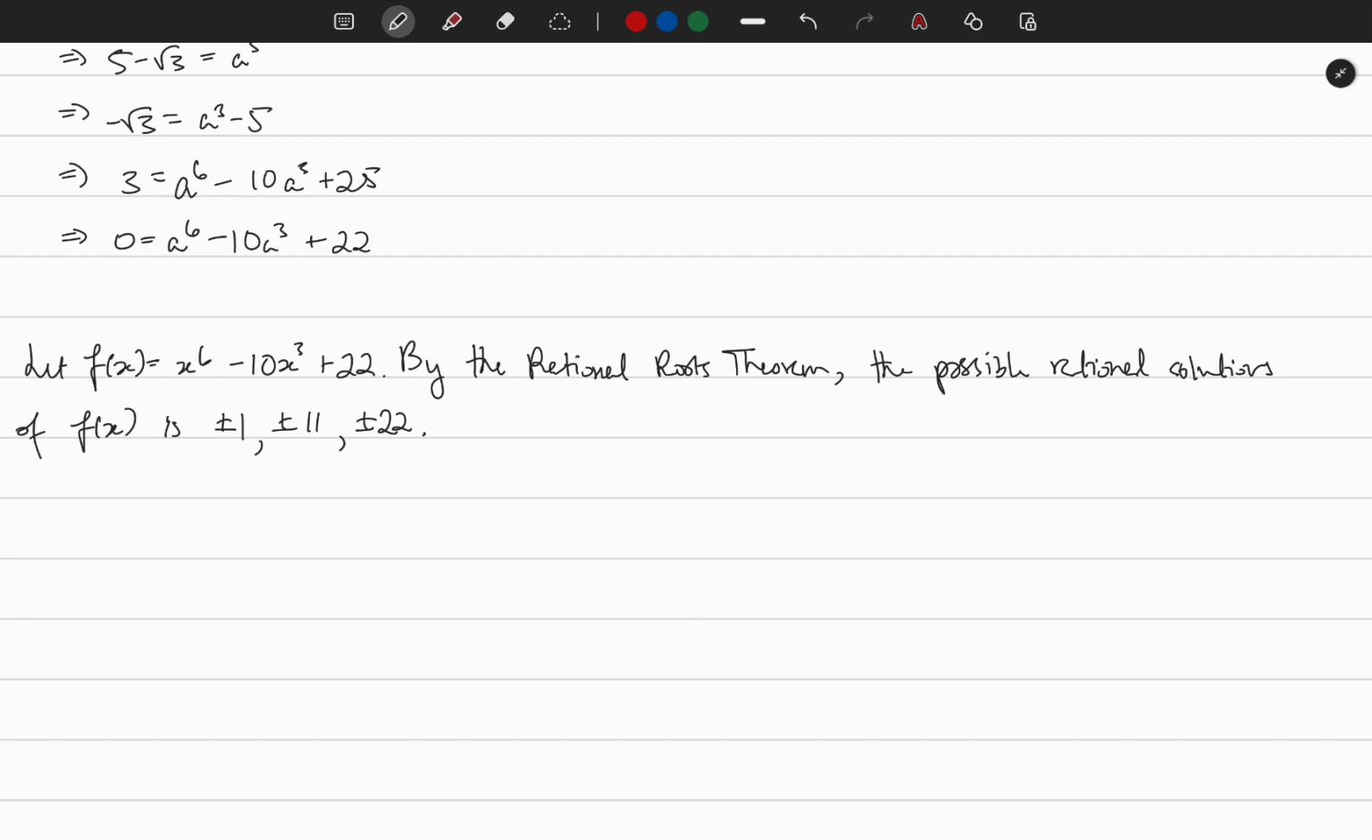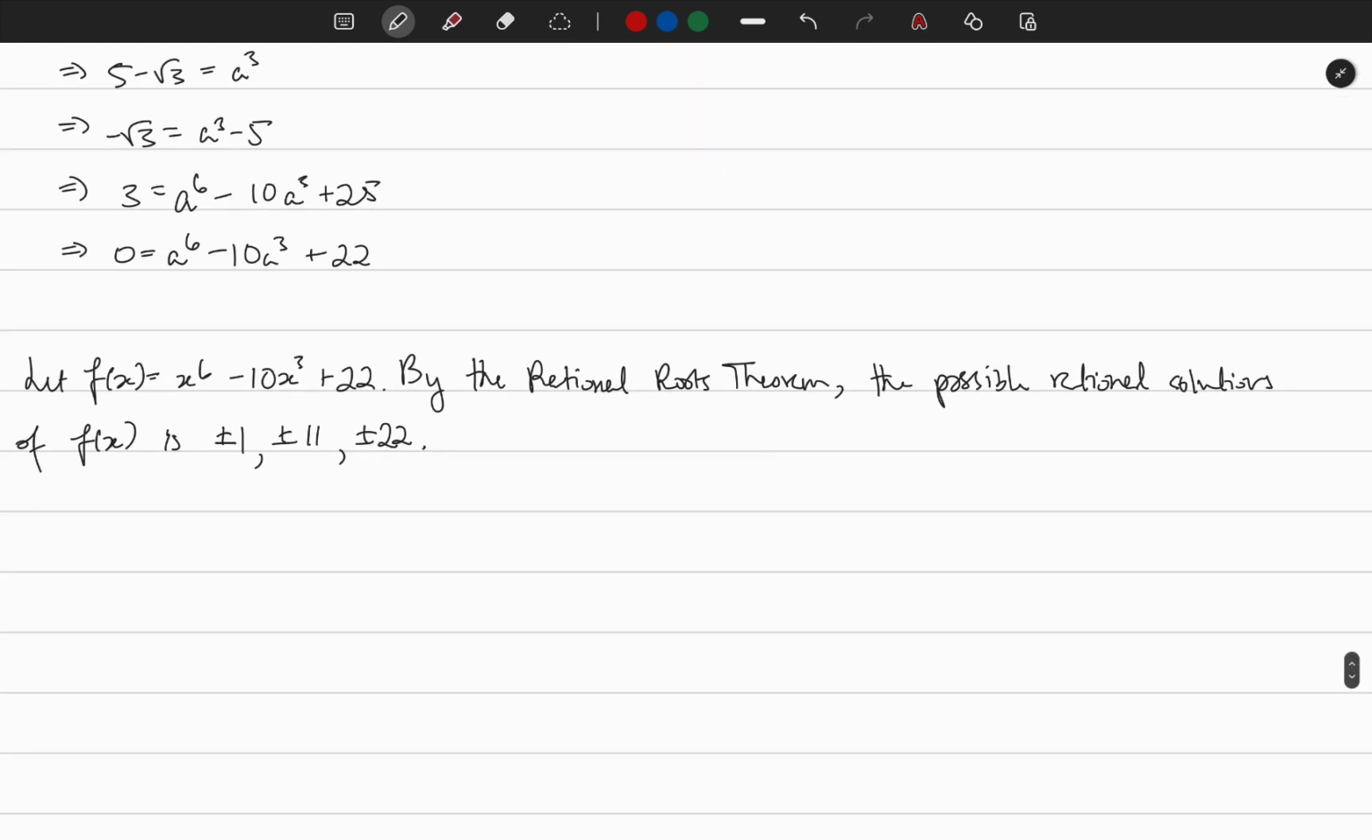But hold on, if we try to put 1 in, you can see that 1 doesn't satisfy. We get 1 minus 10 plus 22, that is certainly not 0. If we try 11, this is going to blow up. This isn't going to cancel out the stuff, and this is minuscule. So 11 doesn't work either. And 22 most definitely will not work. 22 to the 6th power is a really big number, which will outshine this x cubed term. So none of these work.